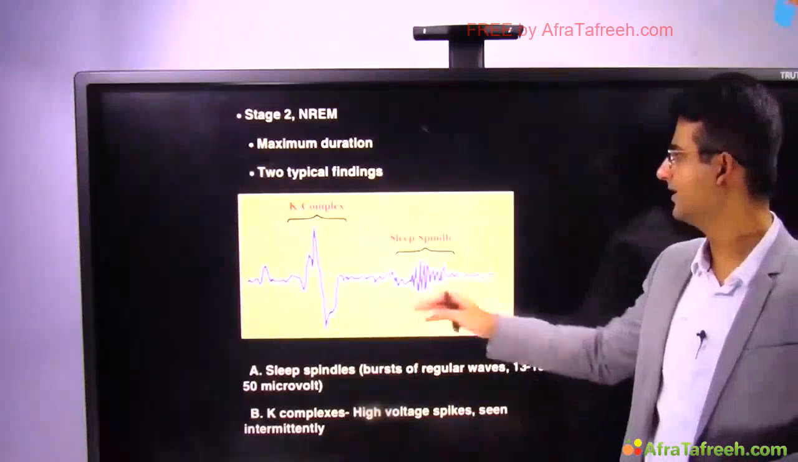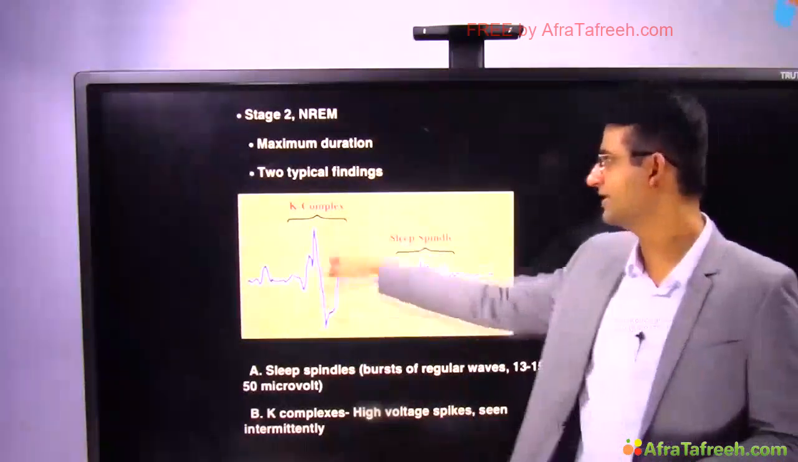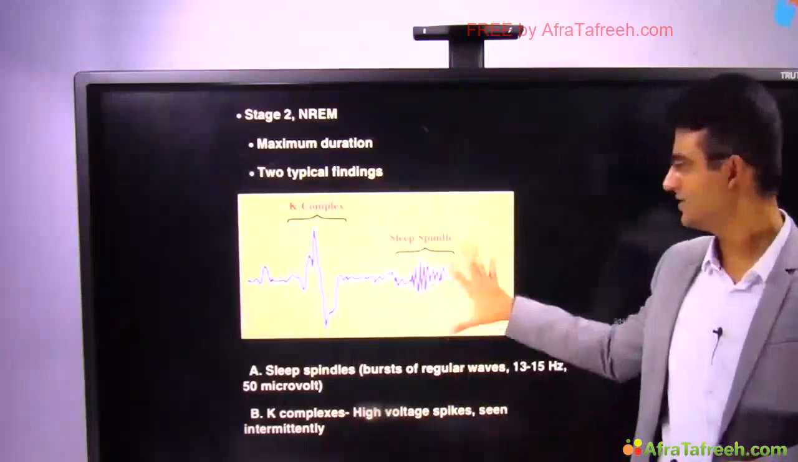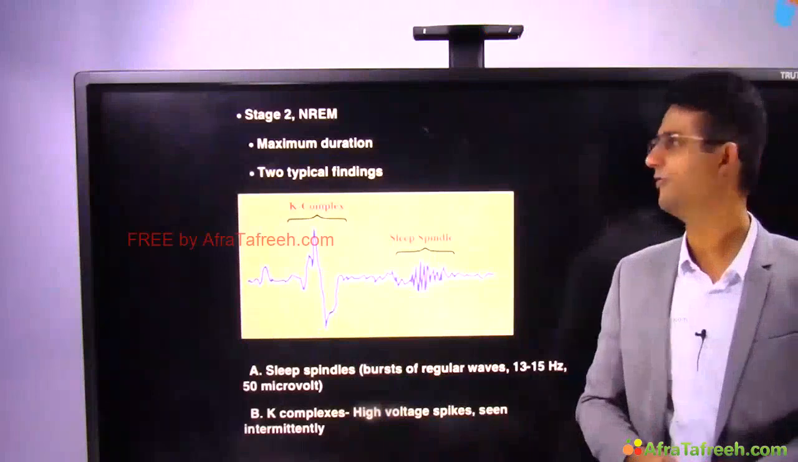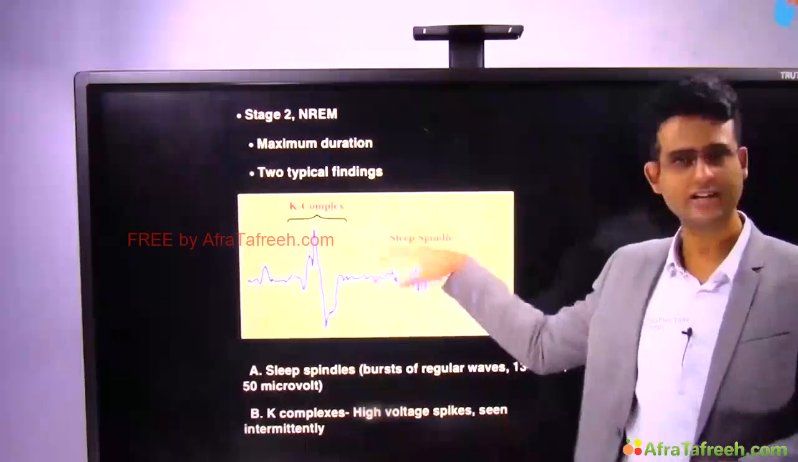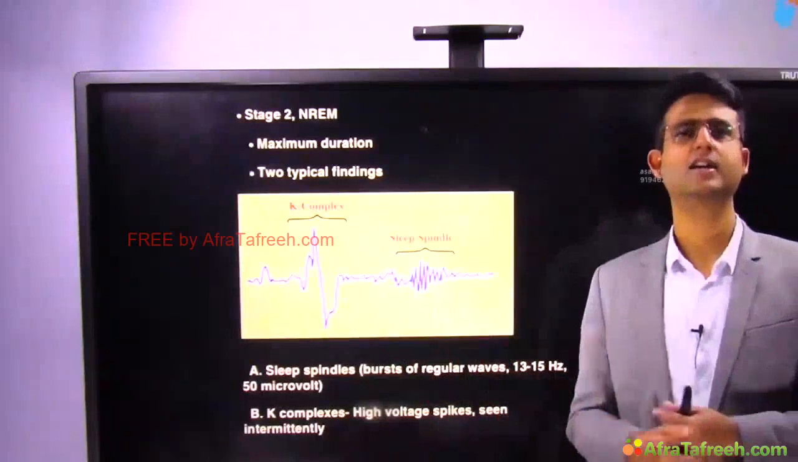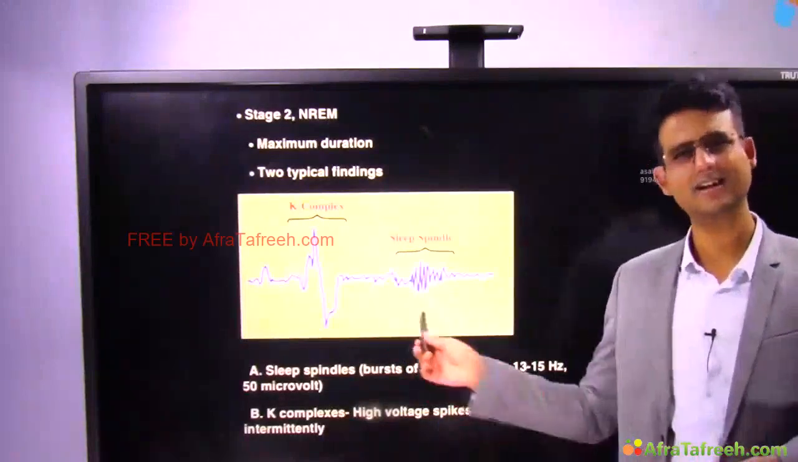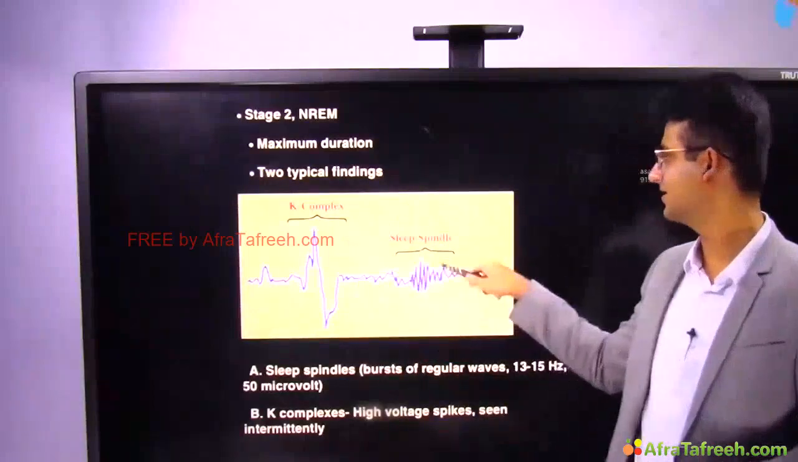And then there are intermittent big waves, right? Big high voltage spikes, which are called K complexes. Now, many a time this figure is shown to you in the exams. And in fact, if they show you a figure of EEG and they ask which particular stage of sleep this EEG represents, most likely the answer is NREM 2. This is what they show again and again. So these big ones are K complexes and this is a sleep spindle.